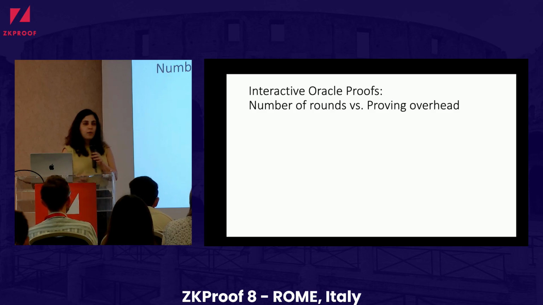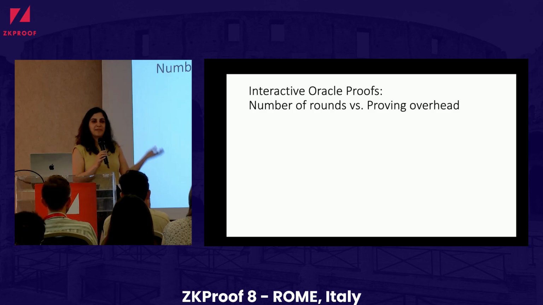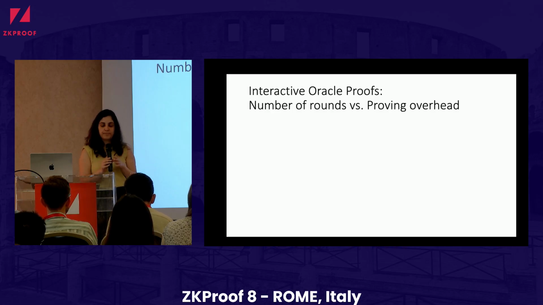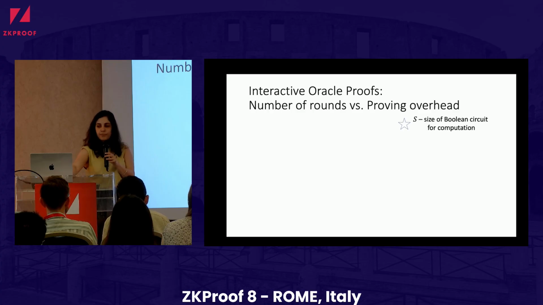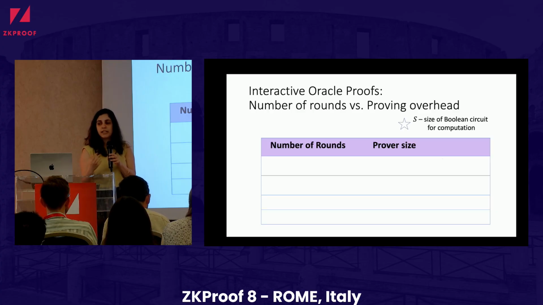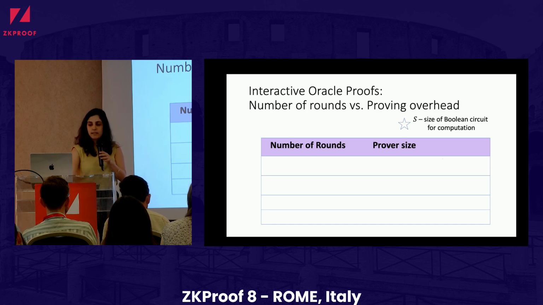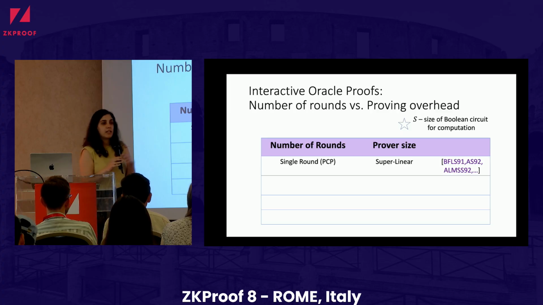Okay, so hopefully now I've convinced you that we care about these two things, being the number of rounds and the proving overhead, specifically in this Boolean circuit model. Unfortunately, there's some trade-off between the two. So if the original computation is a Boolean circuit of size S, what can we say? For one round, aka a PCP, we can only get a superlinear prover. In fact, we only even have a superlinear proof size.